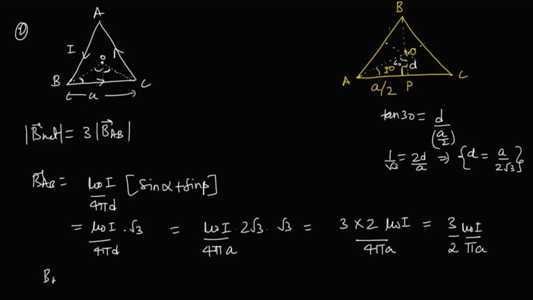So this B net, as we saw earlier, will be 3 times the B of this single value. So I'll just multiply by 3, that becomes 9 by 2 mu naught I upon 2 pi a. This is the net magnetic field at O because of this loop.